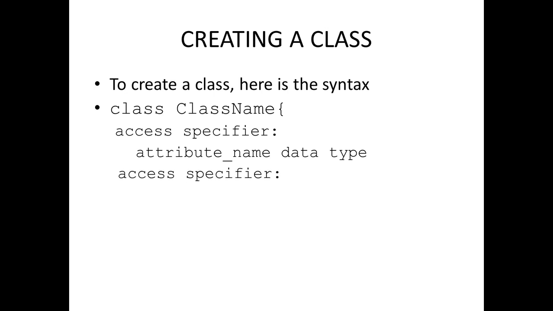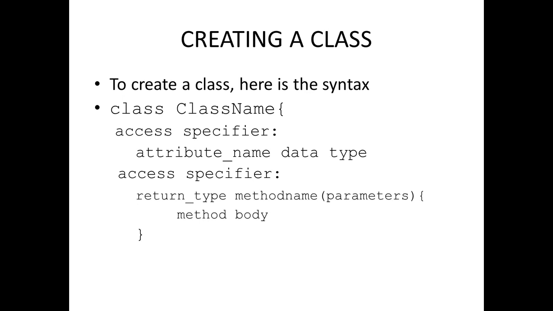Then access specifier again, probably if the access you want to grant to your attributes is going to be different from the access you want to grant to your methods. Yes, you may have multiple, different access specifiers. So that's the idea I am using here. The first access specifier is for the attributes, to define how the attributes can be accessed. Then we have the access specifier for the methods.